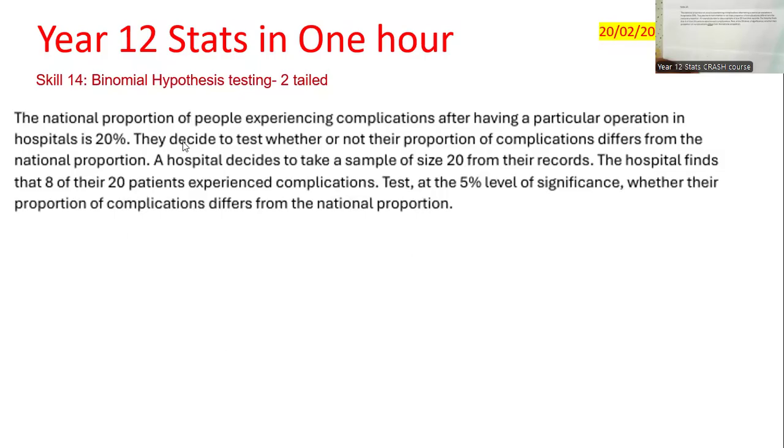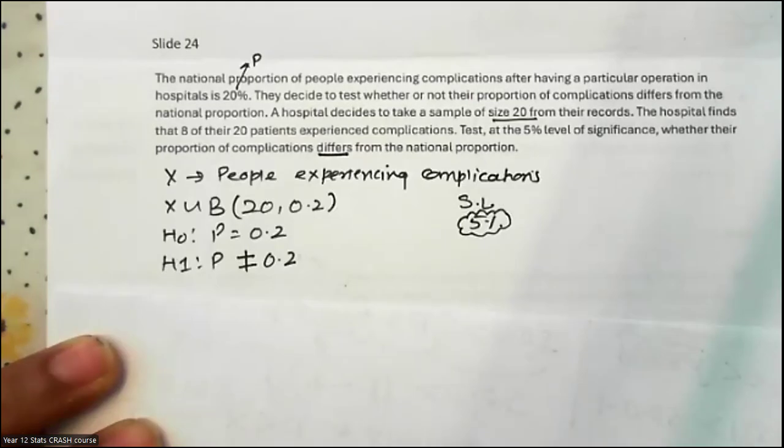Next question, this is two-tailed. I'll tell you why it says two-tailed, because it's a test at the 5% level of significance, whether the proportion of complications differs from the national proportion. That means it doesn't say if it's more than or less than. Differs means it can be in any direction. Table, can you do this for me, basic steps? Can you write down the test statistic, distribution, and H0 and H1? Then we work from there.